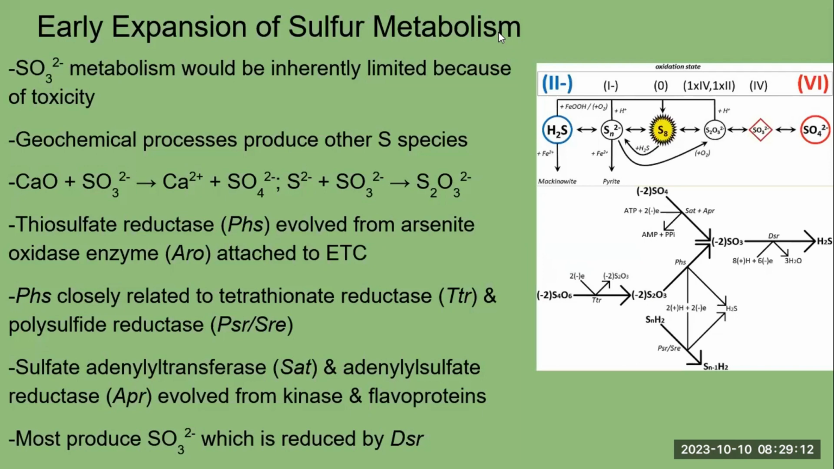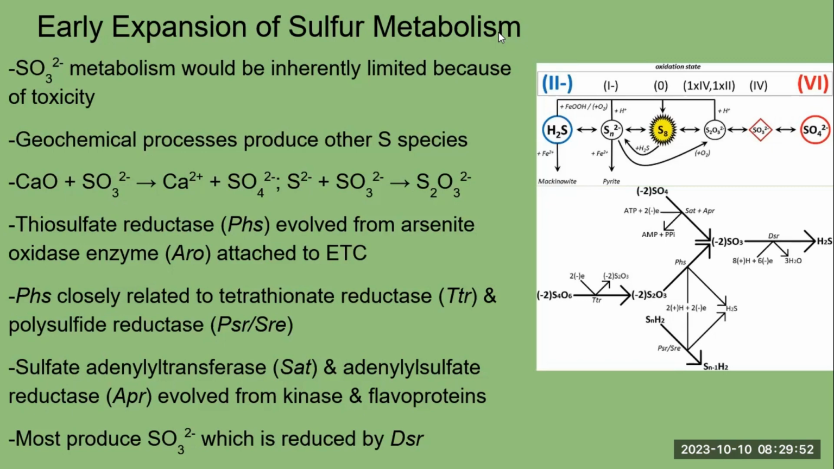Although the advent of respiration would allow early life to utilize more energy, using sulfite as an electron acceptor would be inherently limited due to its toxicity. However, geochemical processes can produce other oxidized sulfur species. For one, calcium oxides will react with sulfite to produce sulfate ions, and in alkaline environments, sulfide ions will react with sulfite to form thiosulfate. Thiosulfate reductase reduces thiosulfate to sulfide and sulfite, and this is in the molybdopterin oxidoreductase enzyme family.